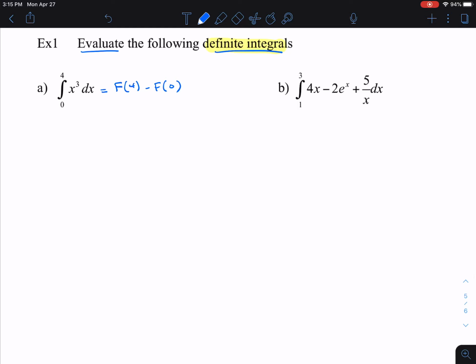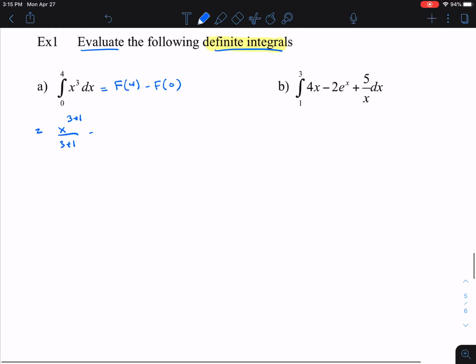Let's find the antiderivative of x to the third. If we use the reverse of the power rule, we get x to the 3 plus 1 over the new power, which is 3 plus 1. Now we don't need the plus c in this one, because when we subtract the difference of the two endpoints, the plus c will cancel out. I'm just going to do one example to show you what happens to the plus c here. And then we want to evaluate this from 0 to 4. So let's go ahead and do that.